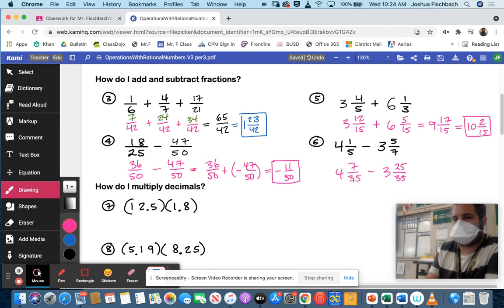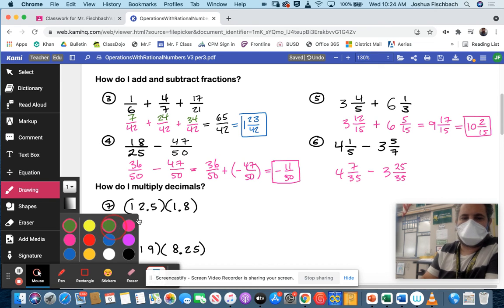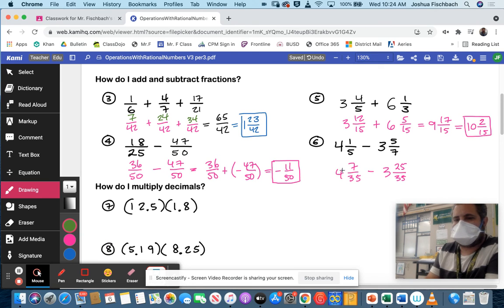Here we have to ask ourselves, can I subtract straight away? Well, 7 take away 25 is not easy to do, so I have to borrow here. So actually, I'm going to rewrite this 4 and 7 35ths as 3. And then I'm going to take that whole that I borrowed and cut it into 35 pieces, add those 35 pieces to the top. What's 35 plus 7? 42. So I'm going to write that as 3 and 42 35ths. So 4 and 7 35ths is exactly the same value as 3 and 42 35ths.